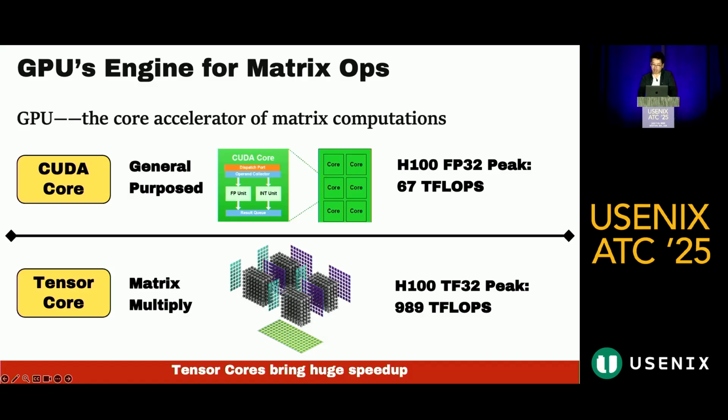We know that GPUs are the main engine for compute-heavy workloads. On an Nvidia GPU, there are two types of compute units. One is CUDA cores. These are general-purpose units. On an H100, they can reach about 67 teraflops in FP32. Another is Tensor Cores, which are specialized for matrix multiplications. They can go all the way up to 989 teraflops using TF32. This is nearly a 15 times performance boost just by switching to Tensor Cores. So obviously, Tensor Cores bring massive speedup for matrix operations.